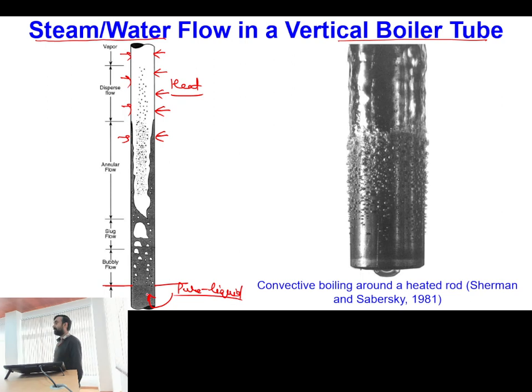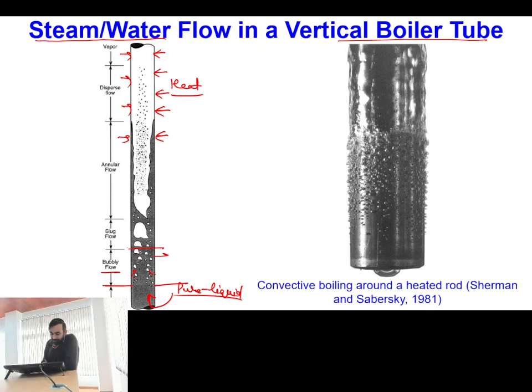So up to this point I am having nothing but a pure liquid. As I move further, I will find that from the surface of the tube there will be formation of small vapor bubbles, and because of the flow, these bubbles will be entering into the core. Initially the size of the bubble is very small, and when a number of bubbles join together, they form a larger sized bubble. This particular case we are calling the bubbly flow.